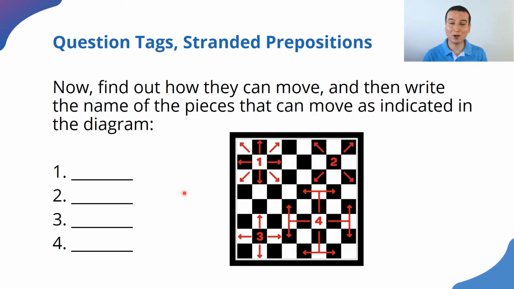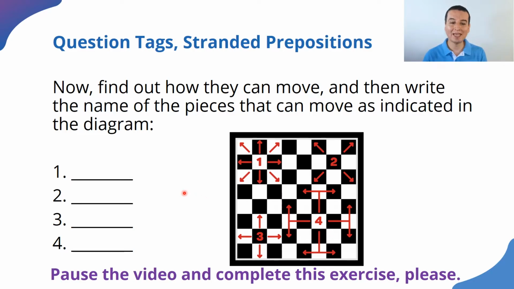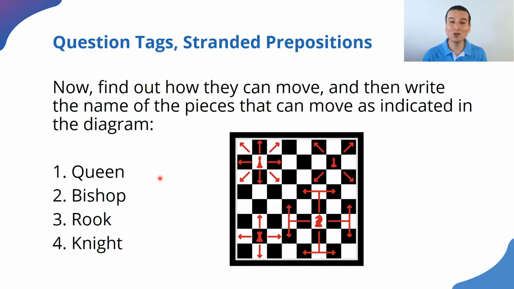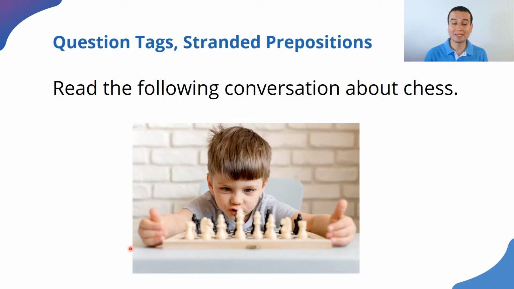So I want you to pause the video, research the names, and see how they can move so that you can complete this activity before we move on. All right? Go ahead, pause the video, complete the activity. Okay, I hope that you did pause the video and completed the activity. I have the answers here for you, just these numbers. Okay? This is 1. This is the piece that goes here. And number 4, this, the knight. All right? Good. Now let's move on to the next activity.